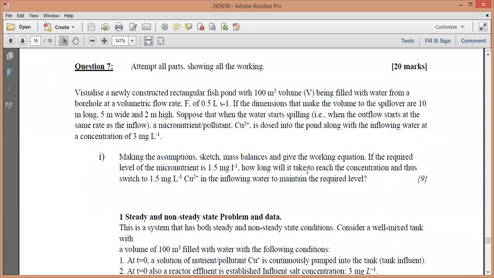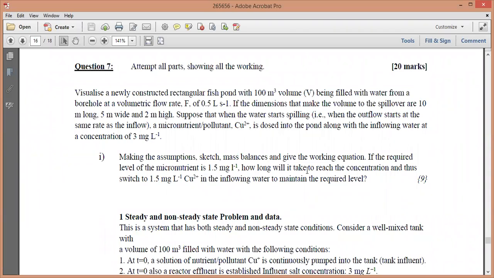We've been given the dimensions of that particular pond, and we have been told that when the water starts spilling, immediately it starts spilling, a micronutrient, which is copper, is dosed into the pond along with the inflowing water. So the concentration of copper being dosed into that pond is 3 milligrams per liter. Now, the concentration we are trying to achieve inside the fish pond is 1.5 milligrams per liter.